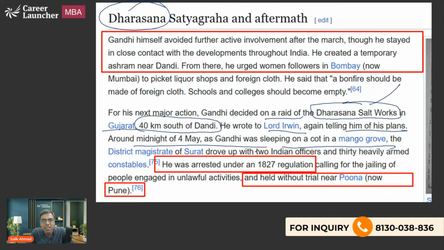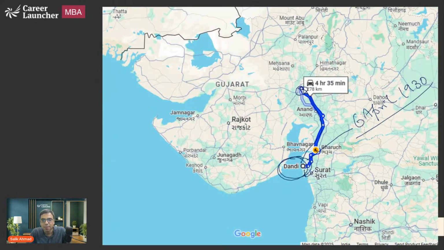So Gandhiji was arrested under a law made in 1827. Under that law, he was held without trial near Pune, in jail, though he was engaged in lawful activity. So he was arrested and sent to Pune. That is what you should know about. He was arrested there and sent to Pune jail.